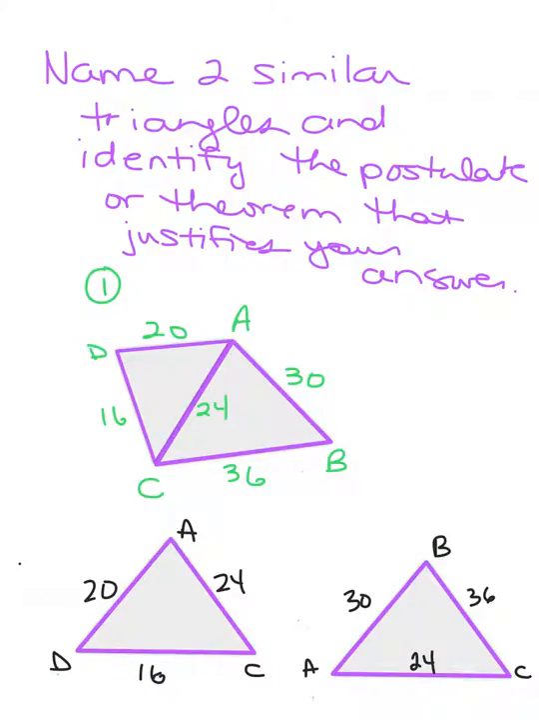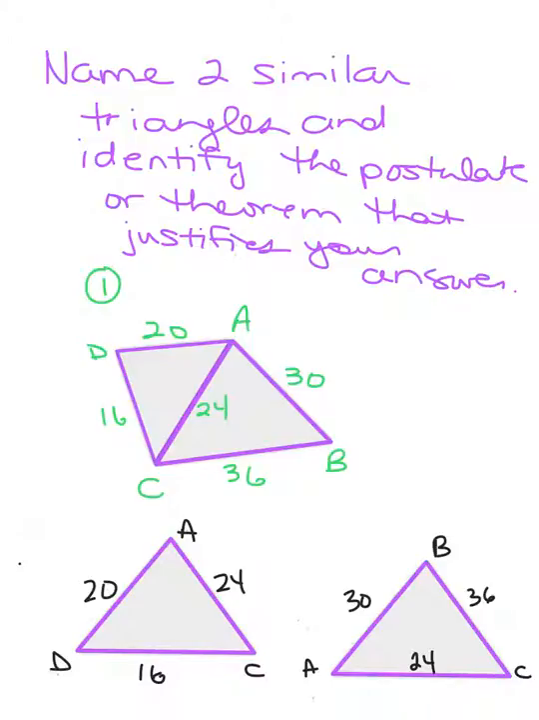In the next few problems, we're asked to name two similar triangles and identify the postulate or theorem that justifies your answer. So let's look at number 1. I have two triangles there that are connected. I don't have any angles or any parallel lines or anything, so I know I need to focus on the sides. So I need to see if these triangles are similar by SSS Similarity Theorem. So I'm going to match up the lowest value from each triangle, and then the middle value for the length, and then the highest value for the length to see if they're similar.